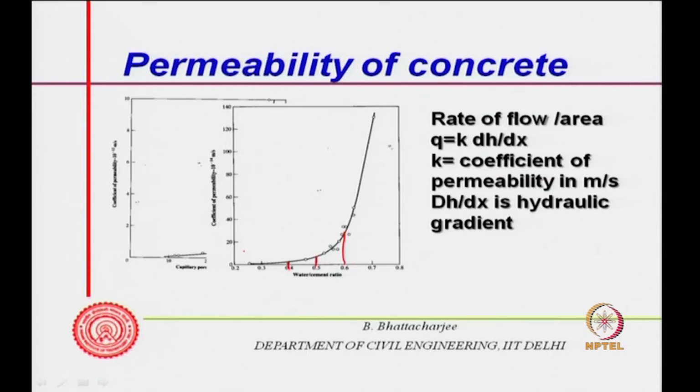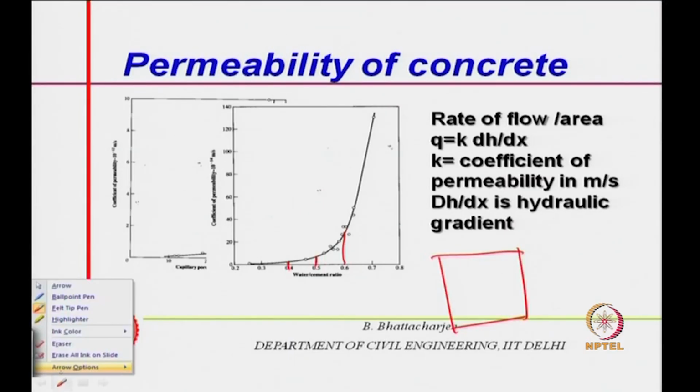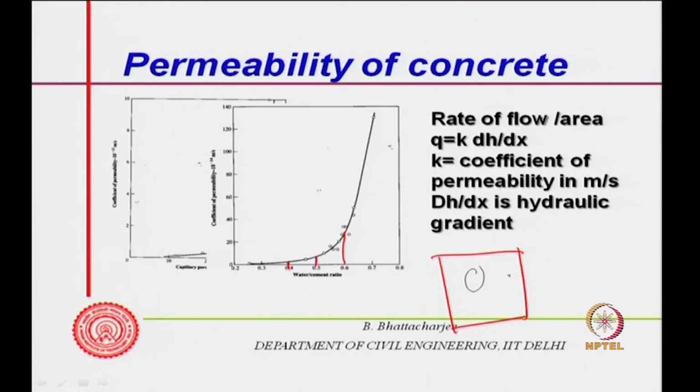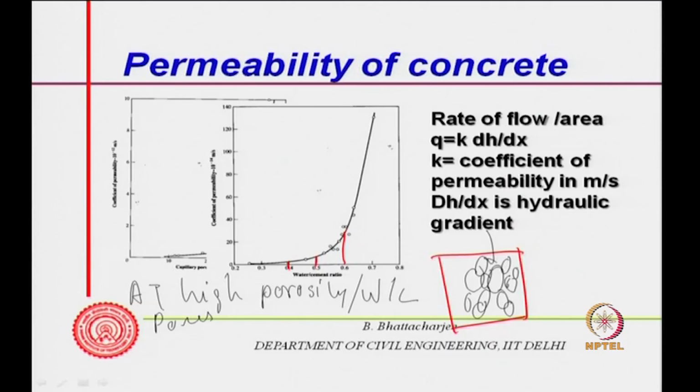The reason is that if capillary porosity is high, supposing this is my material and these are my capillary pores here. Now, if I have low porosity, they will be isolated. When the porosities are high, they are likely to be all interconnected. So, flow through an interconnected system is likely to be more. They will be interconnected at high porosity, as the water cement ratio increases, pores become interconnected. So, therefore, permeability increases.